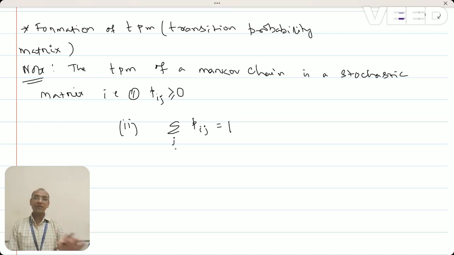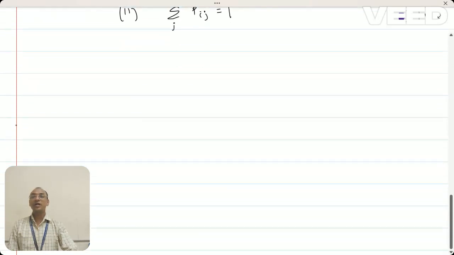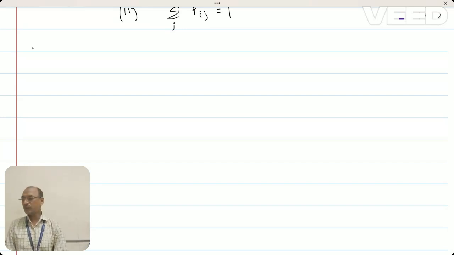Okay. So now keeping this in mind, we are able to construct the transition probability matrix. Let me take an example and we can construct the transition probability matrix for that.